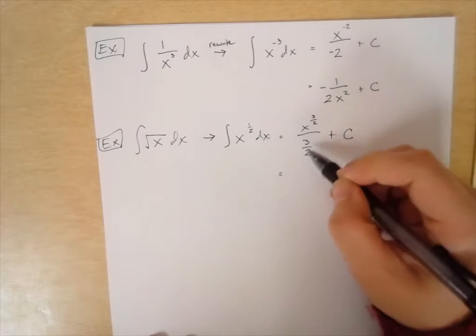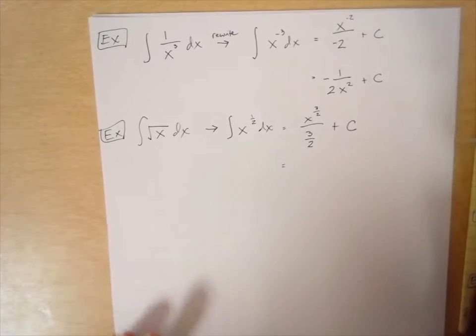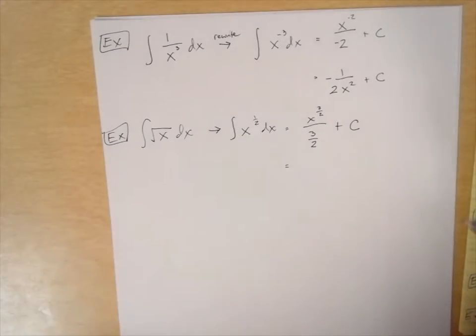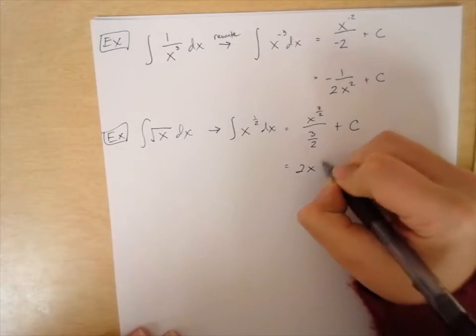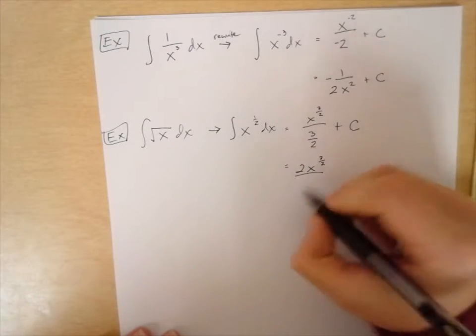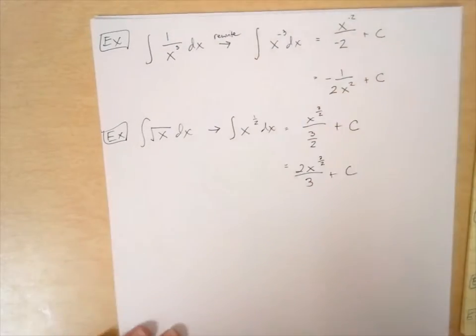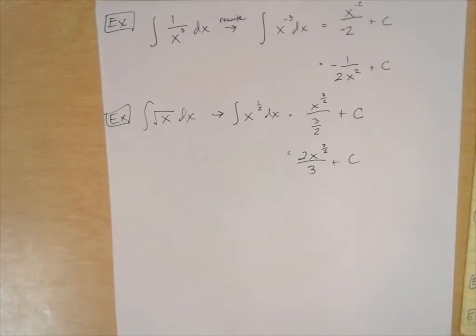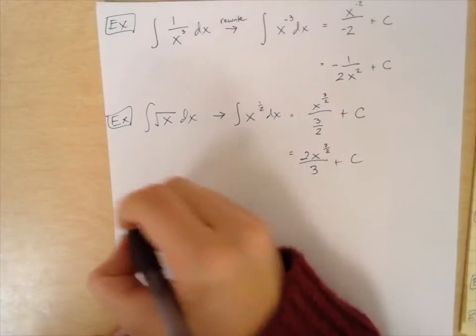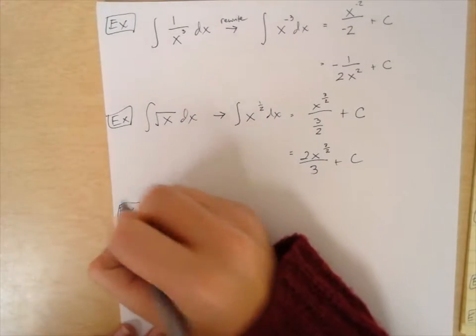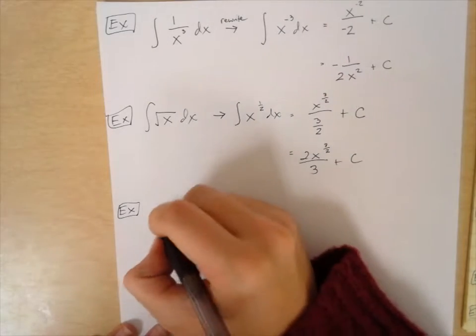Now remember, dividing by a fraction is the same as multiplying by its reciprocal, so I'm going to have 2x to the 3/2 all over 3 plus c. And that is my answer. All right, let's keep on going. Let's say that we had a trig example.